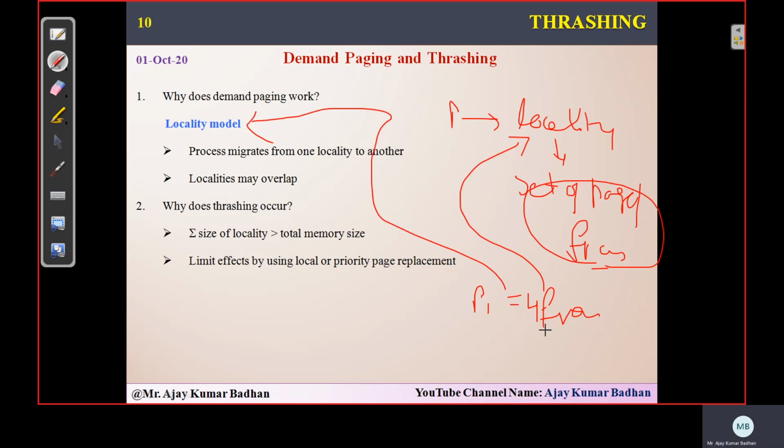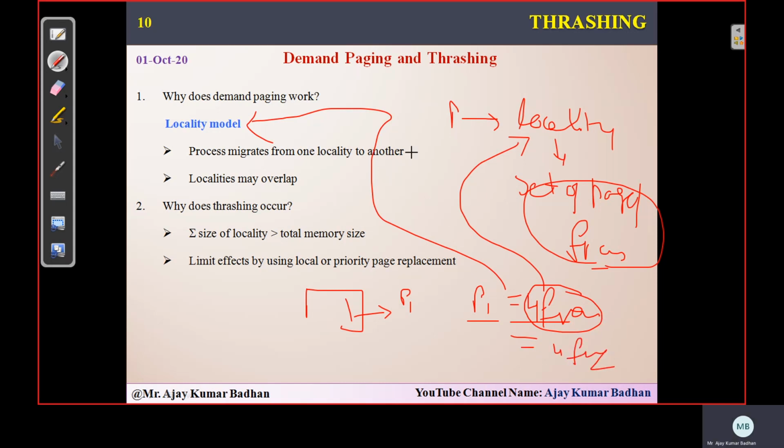So, from one locality to another. P1 might be using the first 4 frames. After some time, P1 goes out of the main memory and is stored in the ready queue. Again, it gets a chance, like in the scheduling algorithm. So whenever P1 comes next time, it will not be allocated the same 4 frames. It may be allocated 4 frames somewhere else.